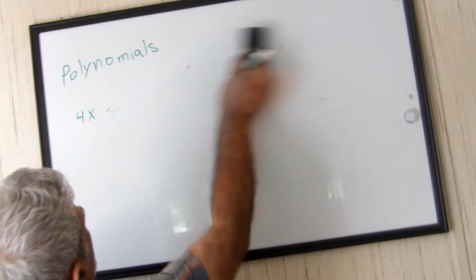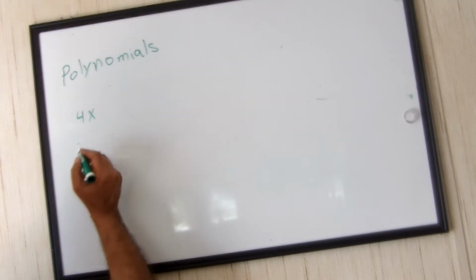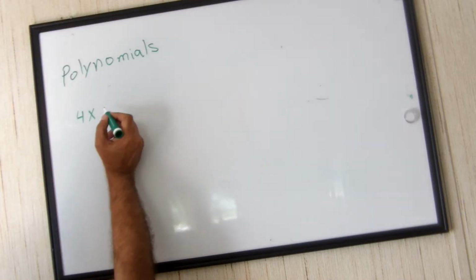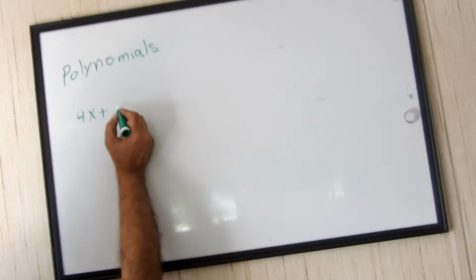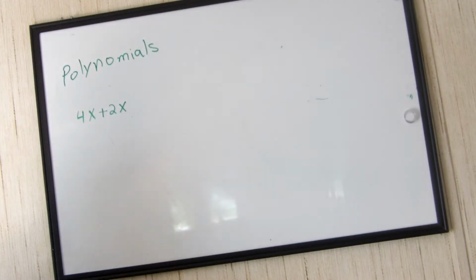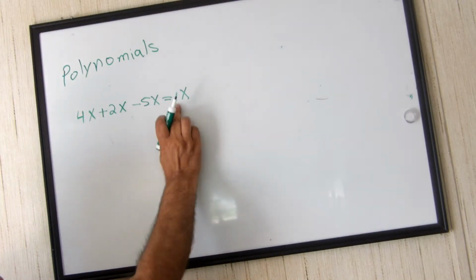I don't want to get to this right now, but mostly concentrate on the multiplication, addition, and subtraction of polynomials. You have 4x plus 2x minus 5x. What is it going to be? 4 plus 2 is 6x, minus 5x is going to be just 1x. We don't write the 1 just before that.